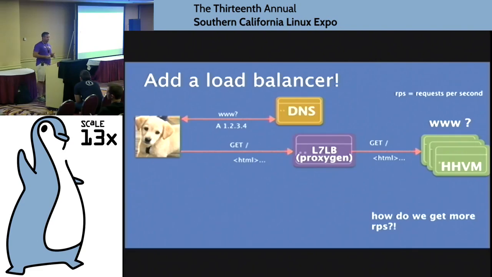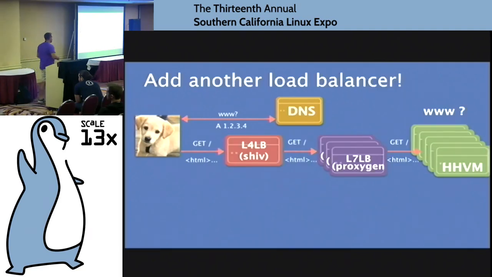So this is great. But we need to be able to scale out to a bunch of ProxyGens so that we can scale out to a bunch of web servers behind that ProxyGen. So we add another load balancer. Our layer 4 load balancer is Shiv. It's based on the open source IPVS module, which means IP virtual server.